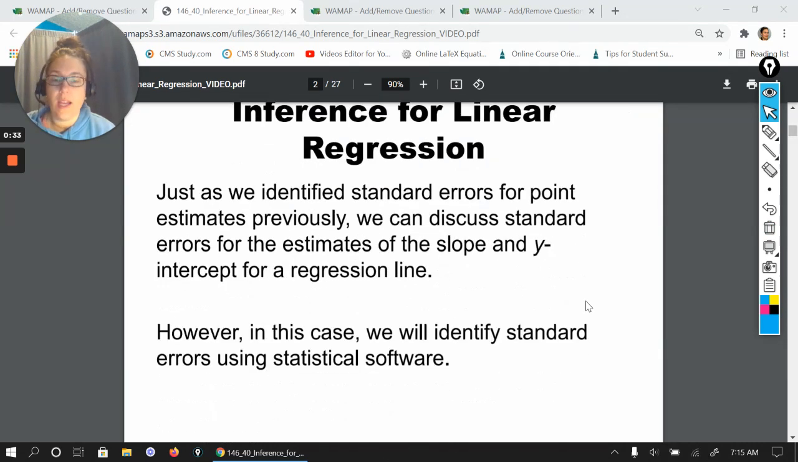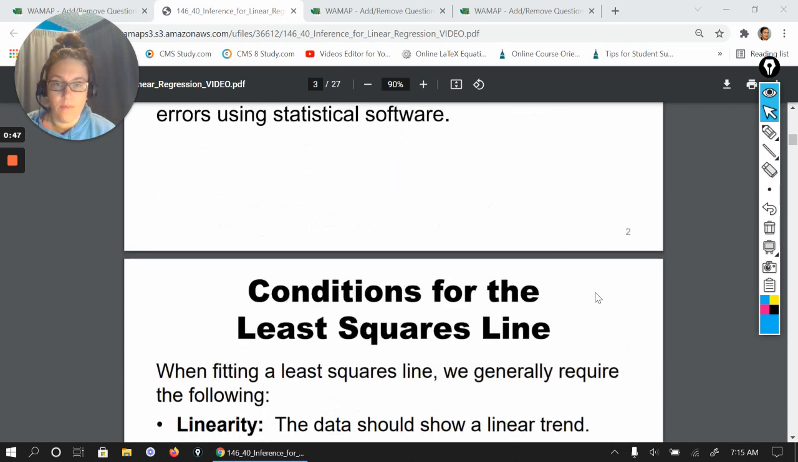Just as we identified standard errors for point estimates previously, we can discuss standard errors for the estimates of the slope and y-intercept for a regression line. However, in this case, we will identify standard errors using statistical software.